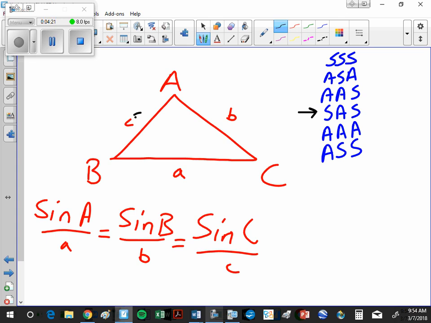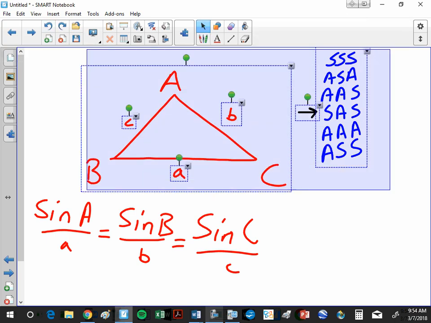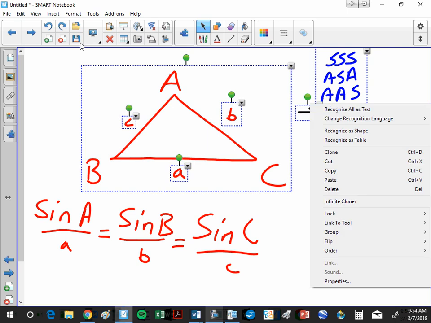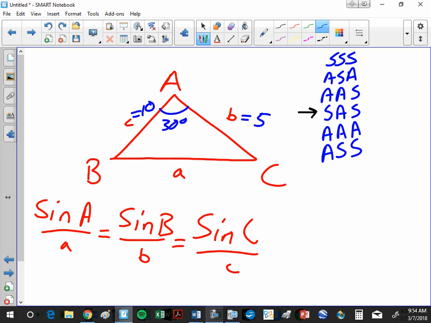So let's say C is 10 and angle A is 30 degrees. What other side do I know? B. Okay, now I need to lock this triangle and all of that stuff over there, or we're going to lose it. All right, so let's say C is 10, and angle A is 30 degrees, and side B is 5. Is that enough to figure out the rest of the triangle?